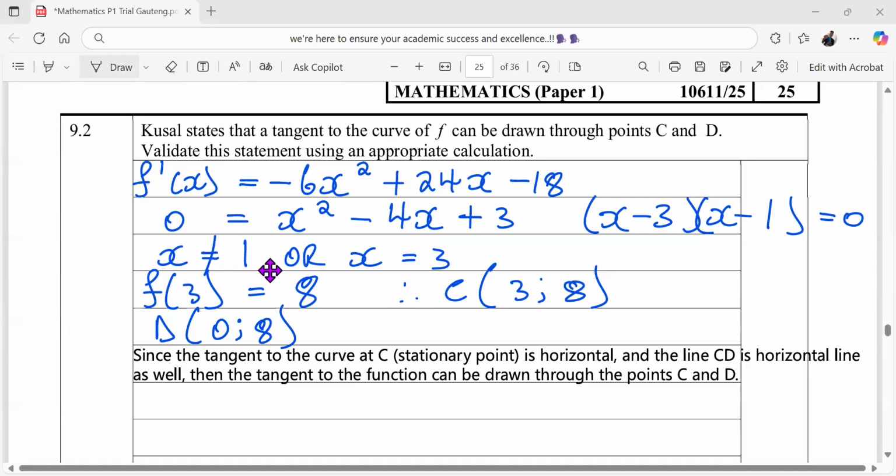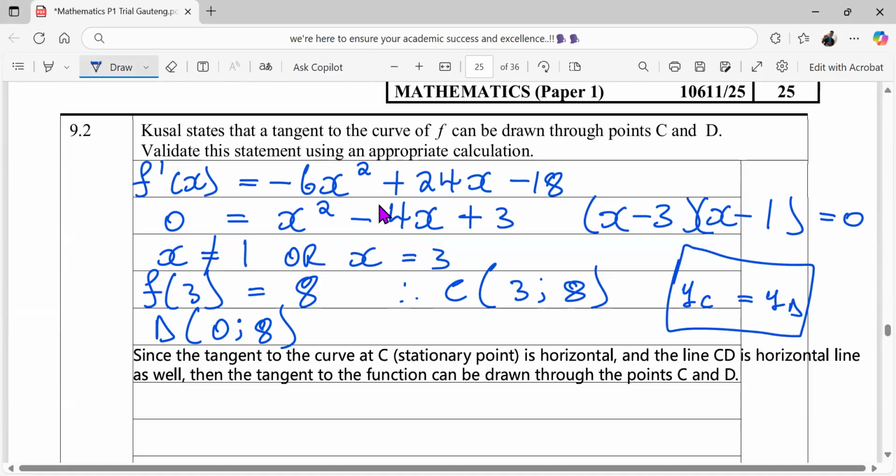Yes. When you're saying CD is a horizontal line, you can also add that the y value at C is equal to the y value at D. You can add this in brackets, to really convince them beyond reasonable doubt.